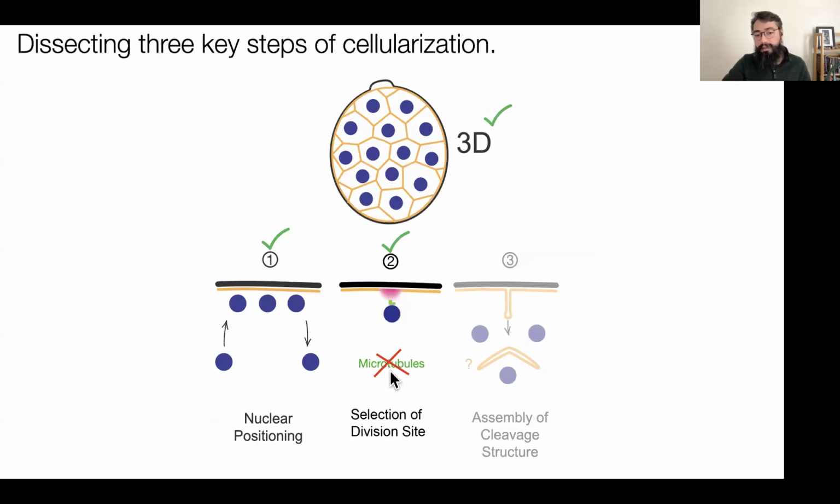So we have that the selection of the division site in chytrids might be linked to the interaction of the centrosome with the plasma membrane. And this process does not require microtubules, but microtubules are important for the accuracy of the distances and the shapes of the cellularization lattice.